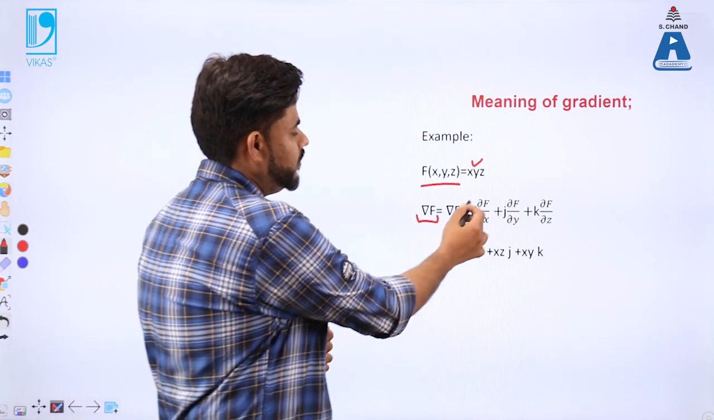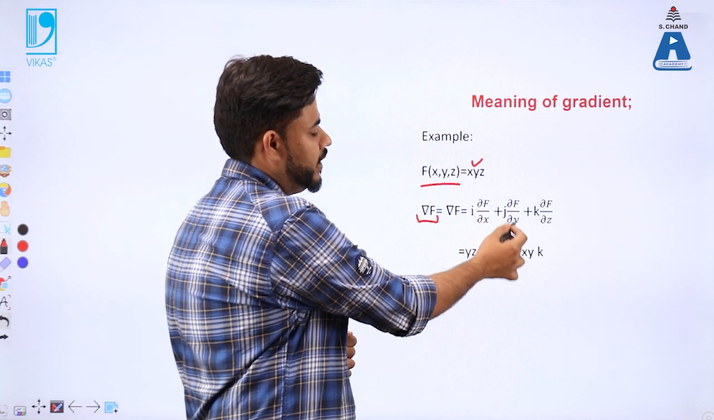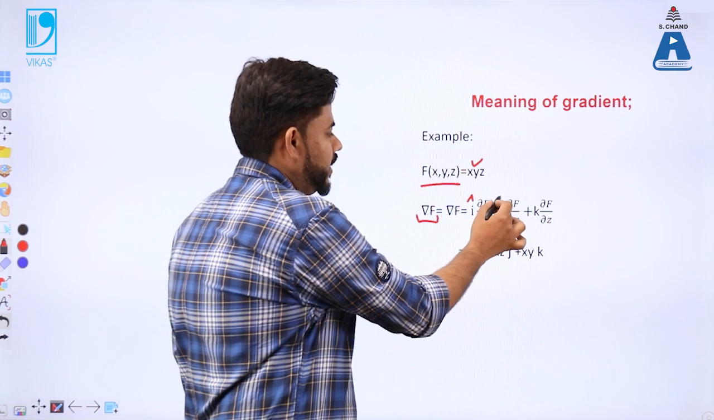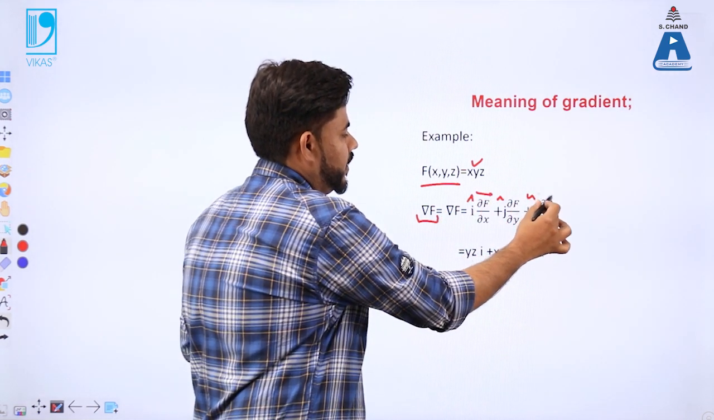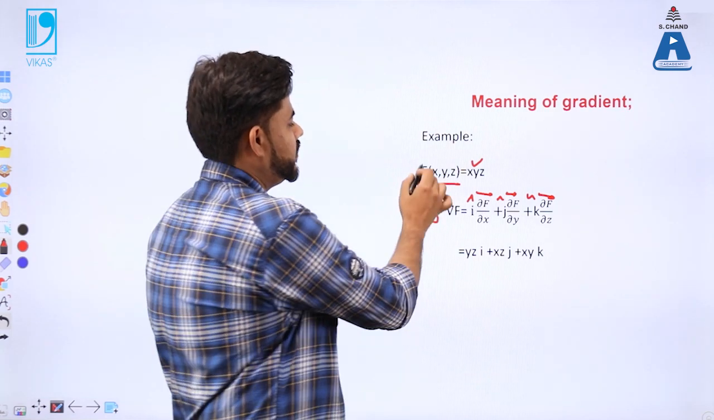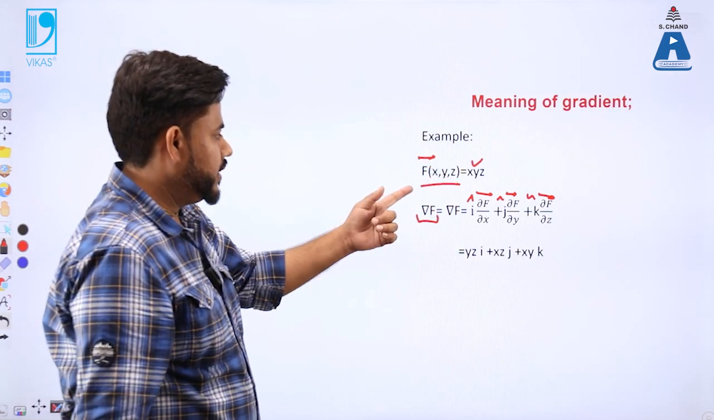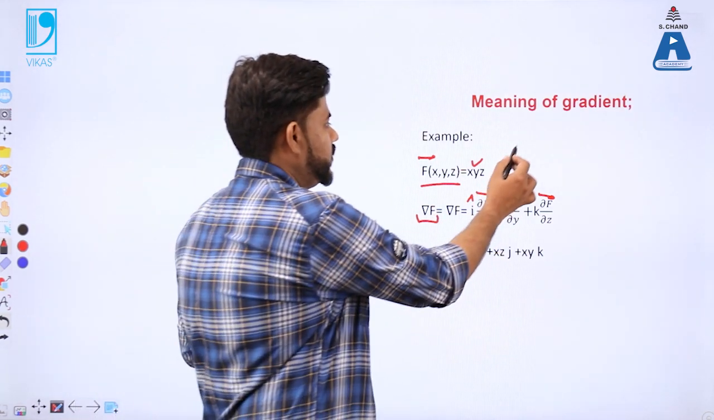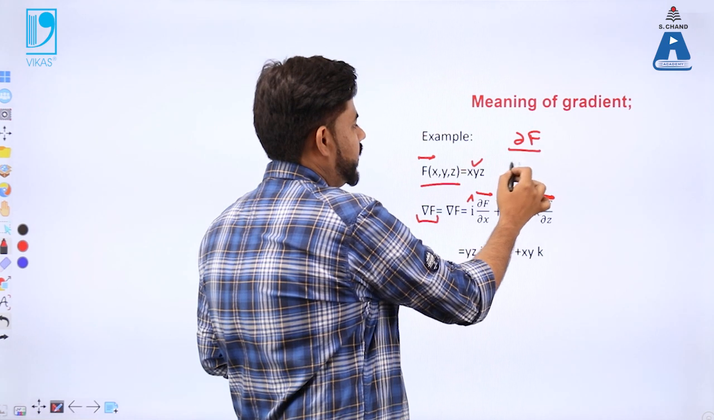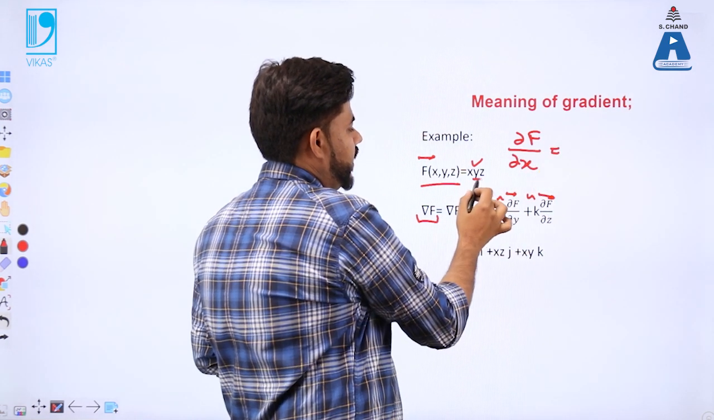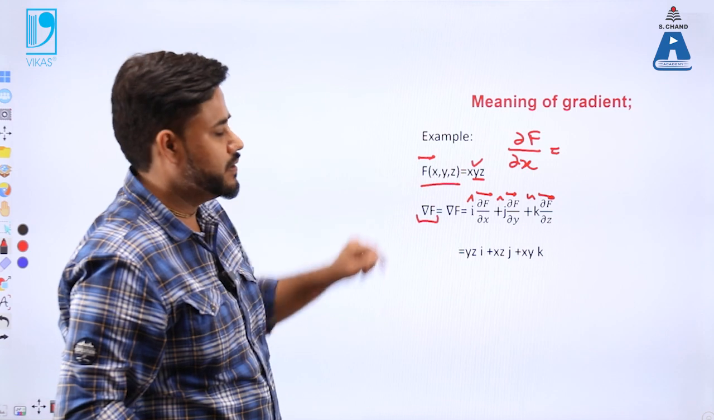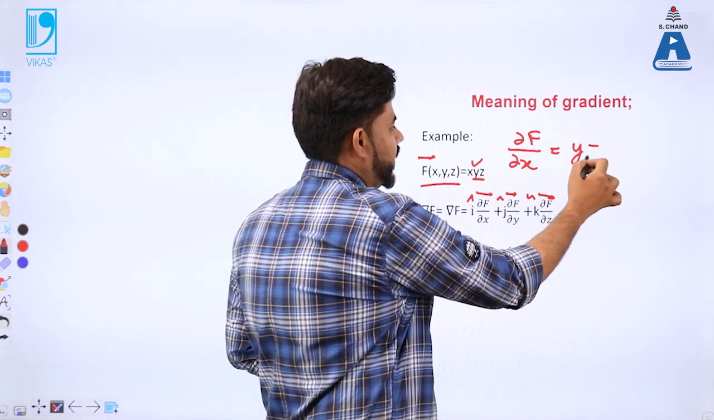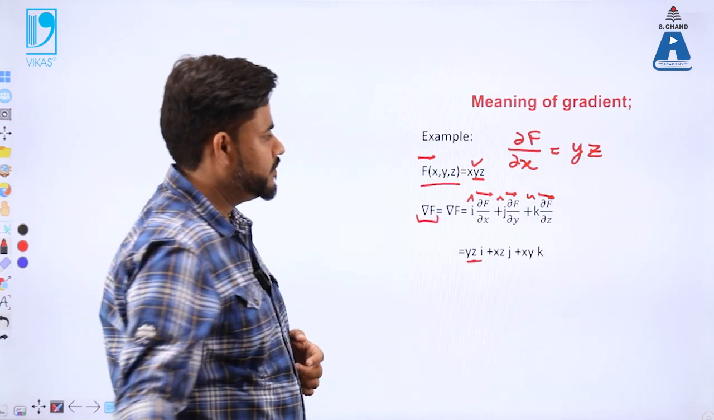Del f is i del f by del x of this function, plus j del f by del y of the function, plus k del f by del z of the function, where i, j, k are the unit vectors and f is the function given in the question. Now the task is to differentiate the function with respect to x. If I partially differentiate f with respect to x, y and z are constant values, but x is the variable. So differentiating gives yz, and I substitute yz here.